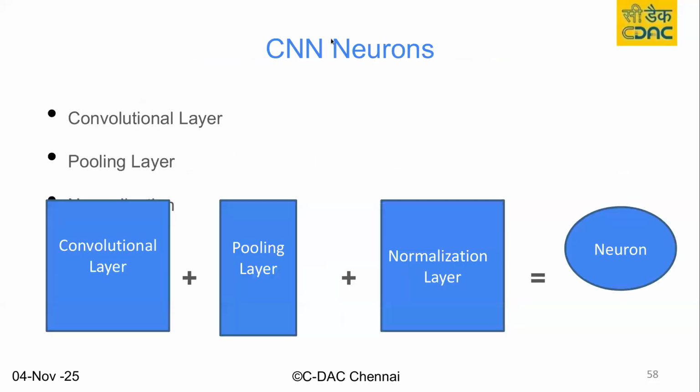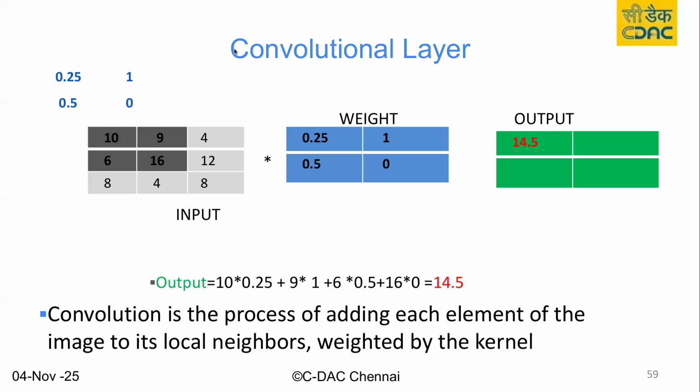A convolutional neural network is just like an artificial neural network, but here a single neuron in a convolutional neural network has a convolution layer, pooling layer, and normalization layer. In fact, a combination of convolution layer plus pooling layer plus normalization layer becomes a single neuron. If you have an input image of 3 cross 3 matrix, the weights will actually be in the form of a matrix. Here I have a 2 cross 2 matrix.